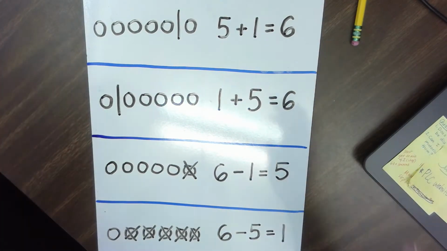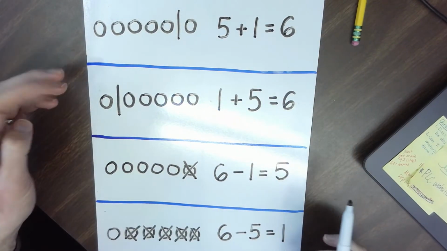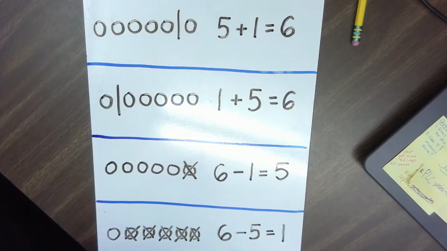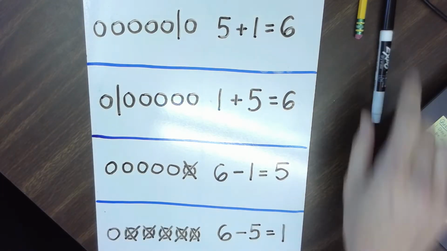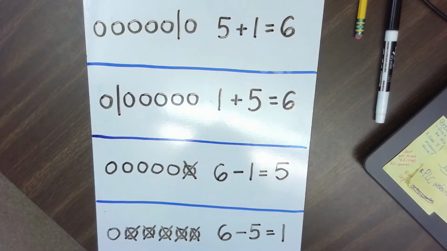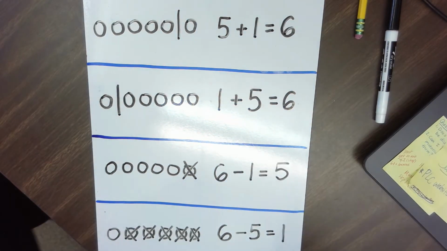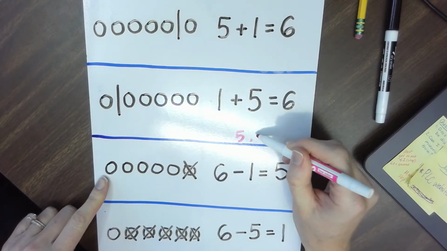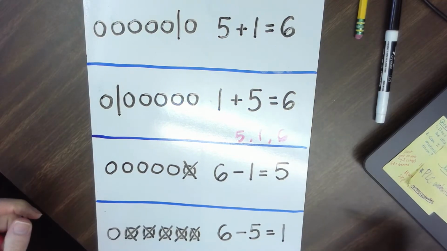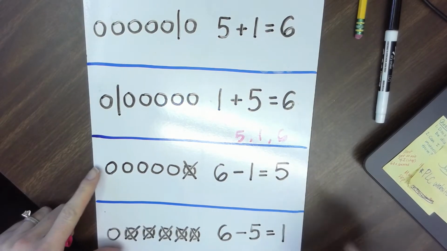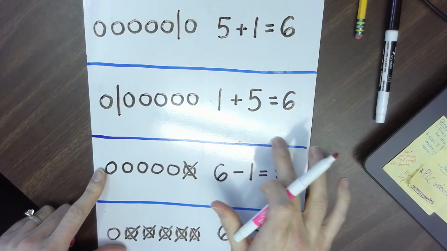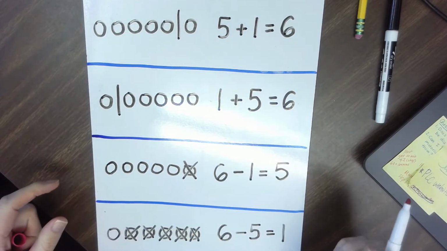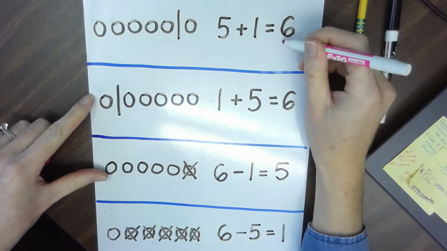So, what do you notice about all of these facts? They all use what? They all use the same 3 numbers. So, each fact has the numbers 5, 1, and 6, right? All of these facts have those 3 numbers. What do you notice about the addition facts? They both have the same number as the answer, right?